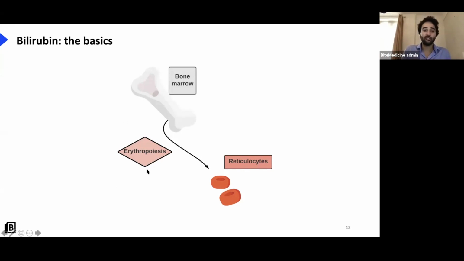So, the process of erythropoiesis. Red blood cells are produced in the bone marrow via this process of erythropoiesis. Really straightforward. You have stem cells in your bone marrow which form erythroblasts and reticulocytes. These are precursors to your lovely mature red blood cells.